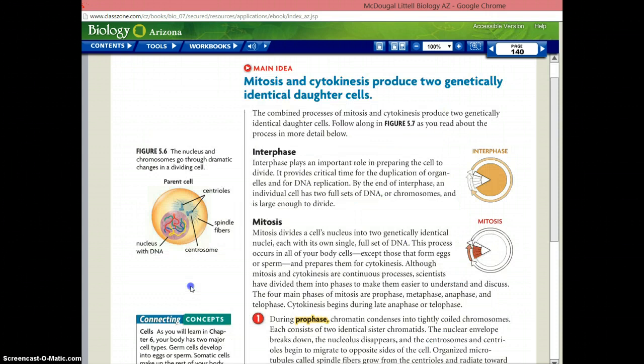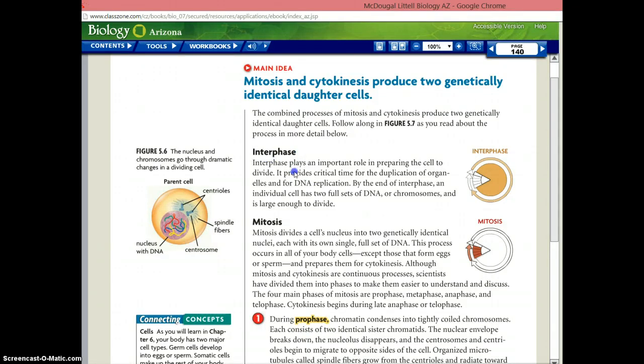The process of mitosis begins around page 140, and I'm going to be bouncing back and forth between page 140 and page 141, going from the text to the image, which is not displayed on the screen. Please follow along with me as I read through this. Our main idea: the combined processes of mitosis and cytokinesis produce 2 genetically identical daughter cells. Follow along in figure 5.7 as you read about the process in more detail below.